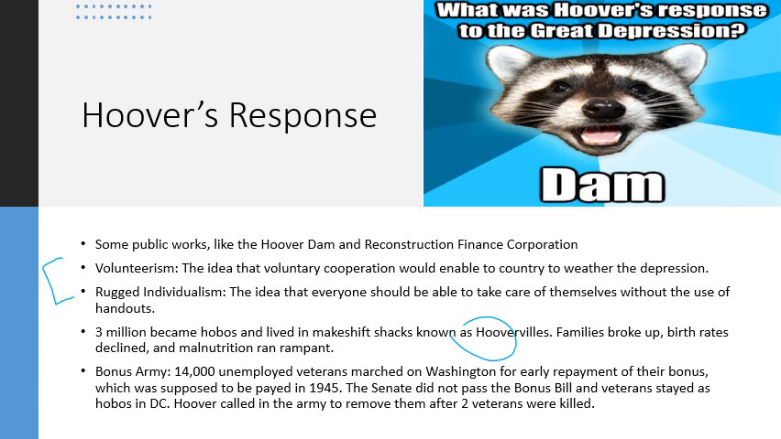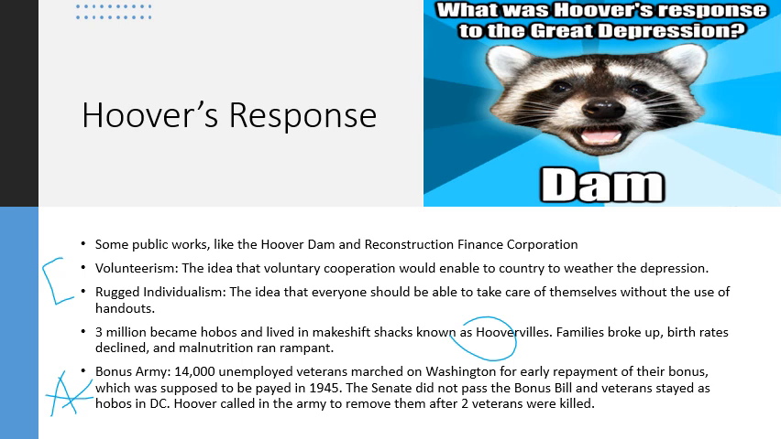One big thing that we're going to see in response to what Hoover does is something we call the Bonus Army. And this is about 14,000 unemployed veterans coming together. These guys fought in World War I, and they were promised a bonus that was supposed to be paid in 1945. Well, it's not 1945 yet. We're talking early 1930s. So we still have some time to go, but also these veterans are homeless and malnourished and they don't have any sort of income. And so they're going to march on Washington for the early repayment of their bonuses.